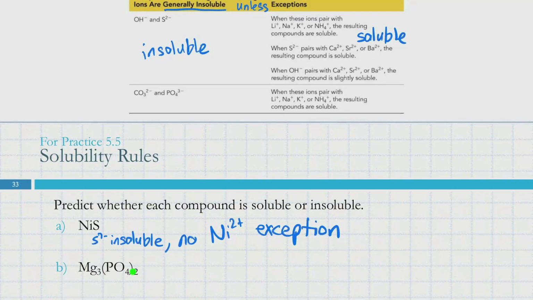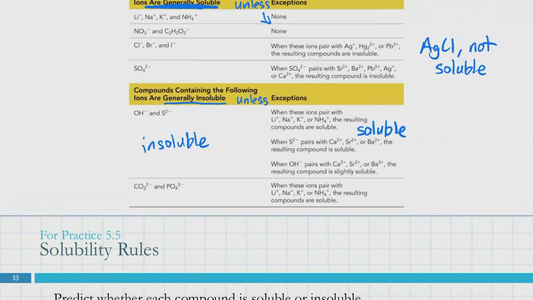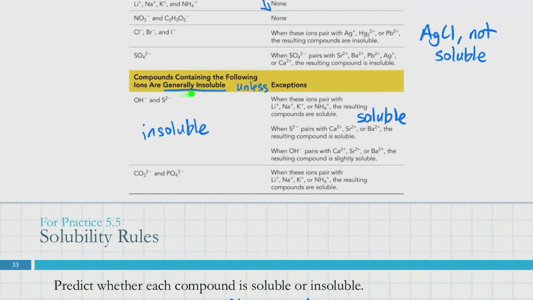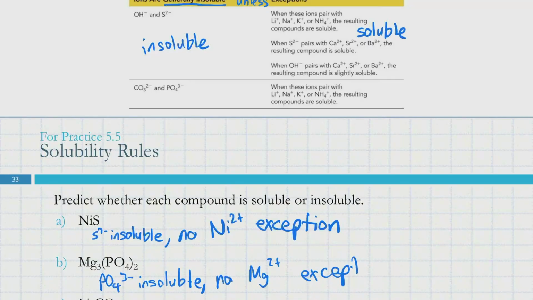For Mg3(PO4)2, we've got phosphate, PO4 3 minus, sorry, are generally insoluble. Do we have an exception for magnesium? No, no exception for magnesium. PO4 3 minus is insoluble. No Mg2 plus exception.